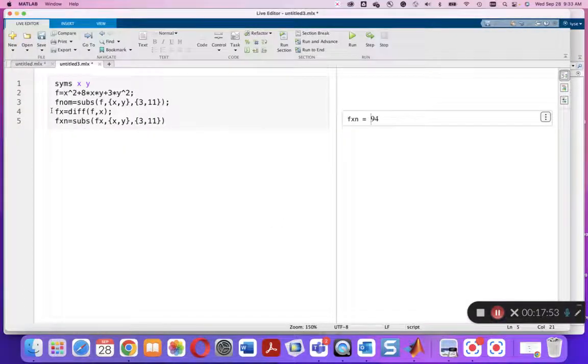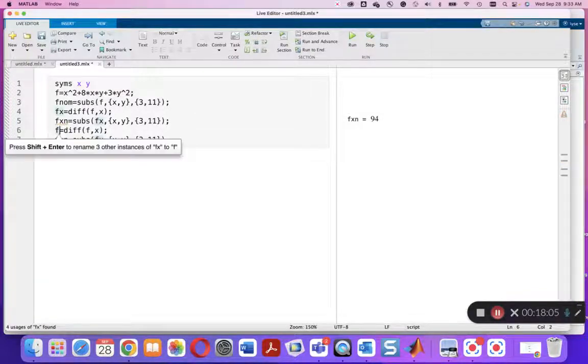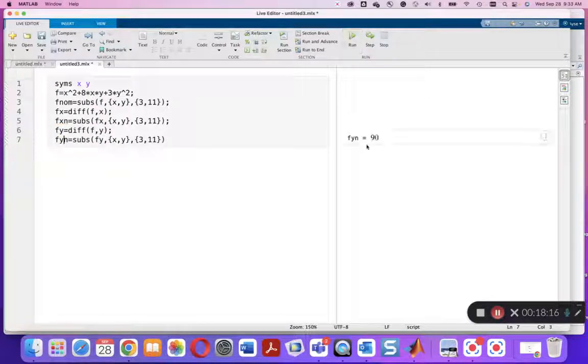Let's do exactly the same thing. I can actually copy these two. Oops, sorry. There you go. Let's rename them as fy, but take the derivative with respect to y. Then I have fy instead of fx, and this should be fyn. And print the solution, it's 90. We didn't make any mistake again.